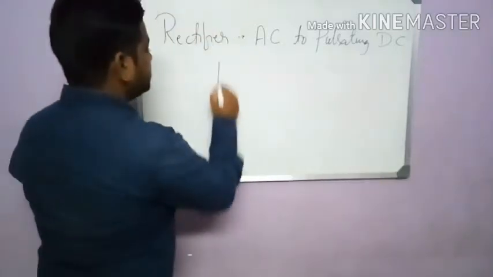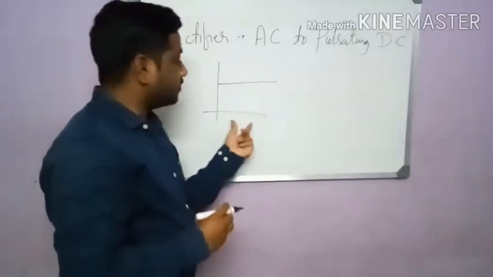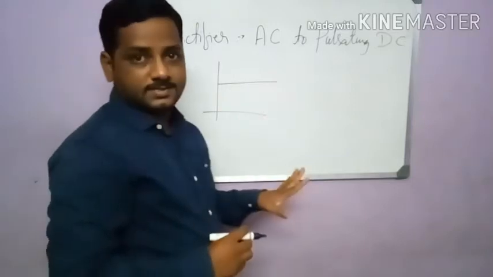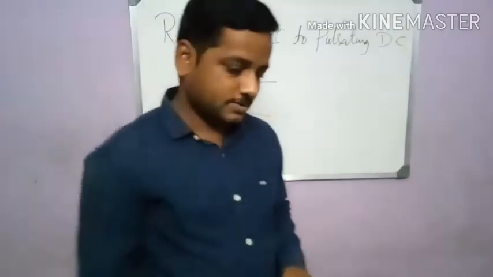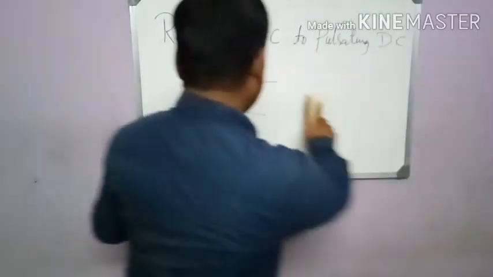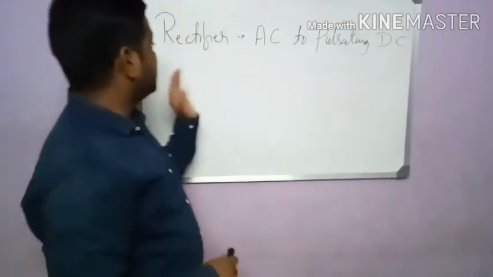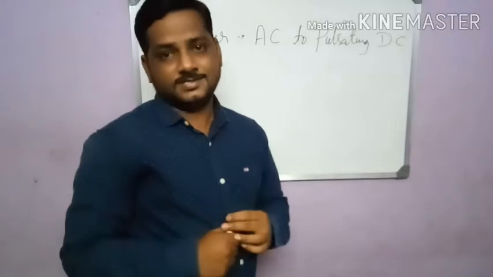Because we know DC is nothing but a straight line with the same magnitude for all time duration, but in a rectifier we won't get this. Now let's see what we get as an output in a rectifier. I hope you got the definition now. A rectifier is nothing but something which converts an AC signal into a pulsating DC signal.